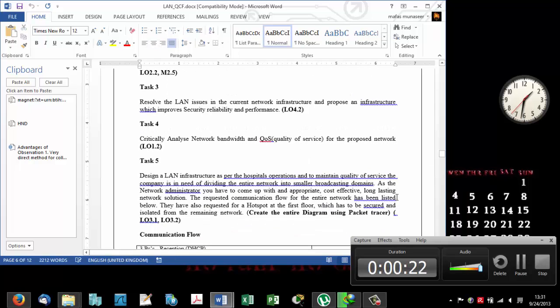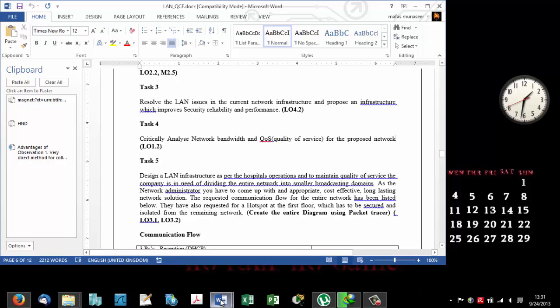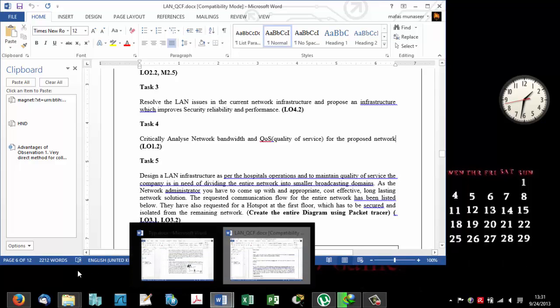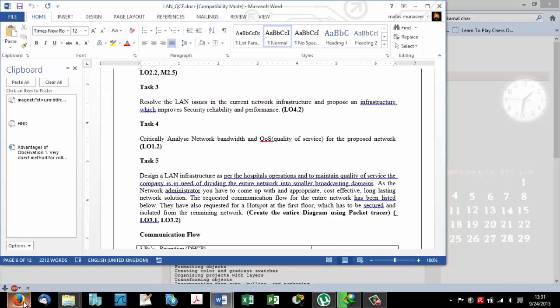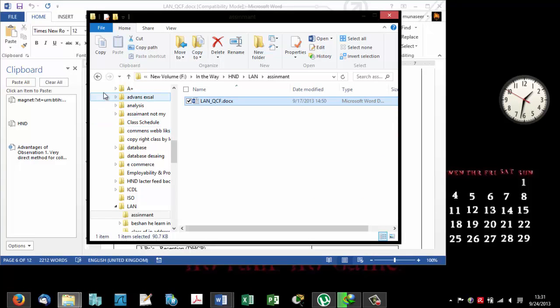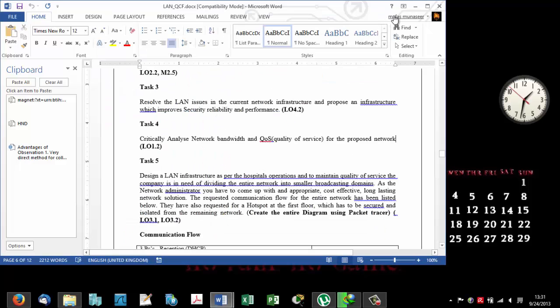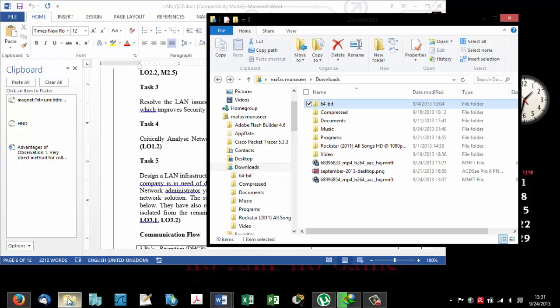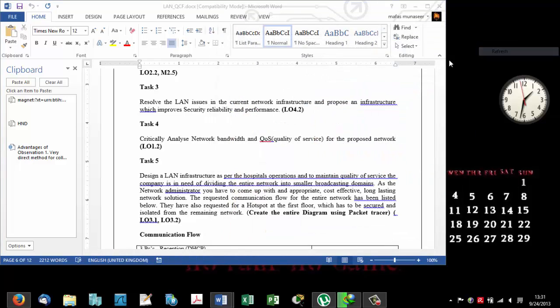It says critically analyze network bandwidth and quality of service. You have to analyze the overall network bandwidth and analyze the quality of service. Those things have to come there. So that's a bit fishy, this question, even though it seems to be a one phrase question, it has to be explained in terms of quality of service.